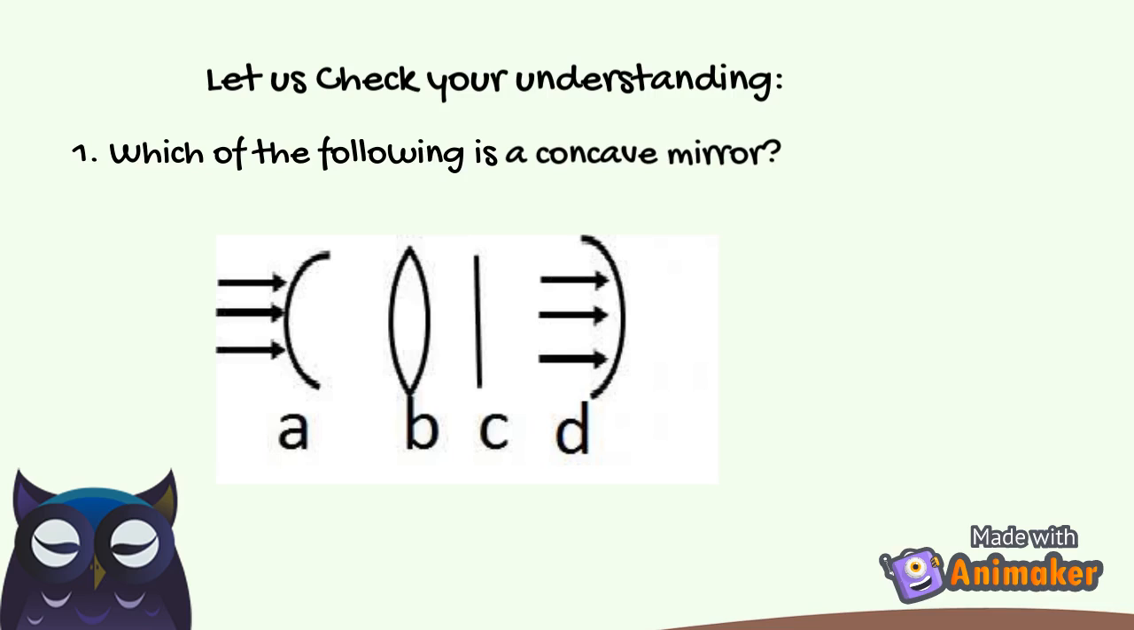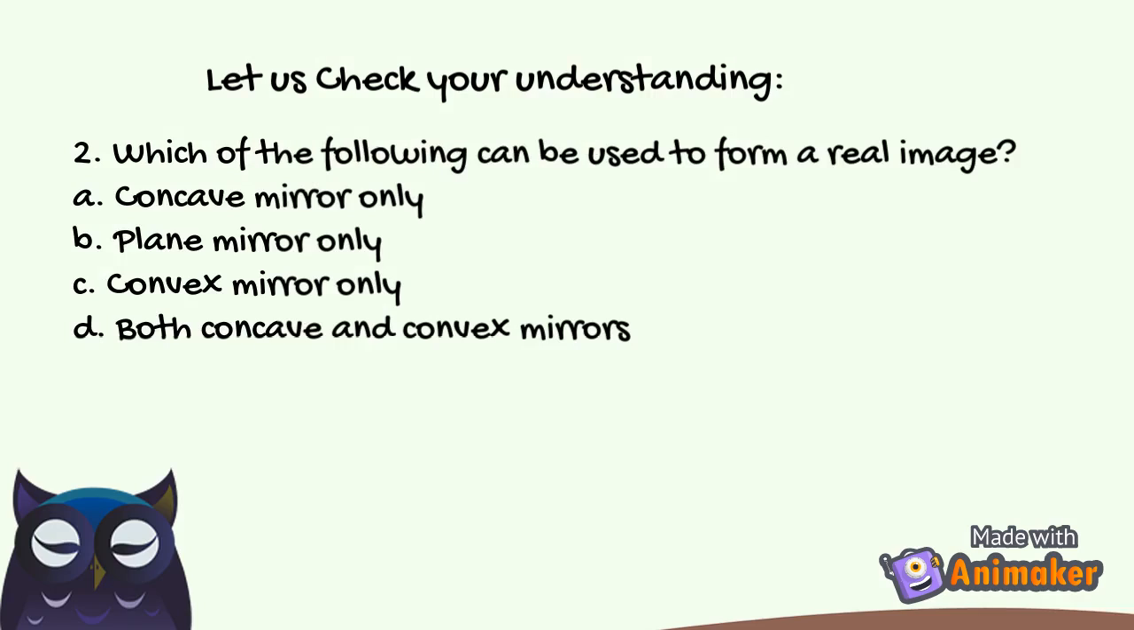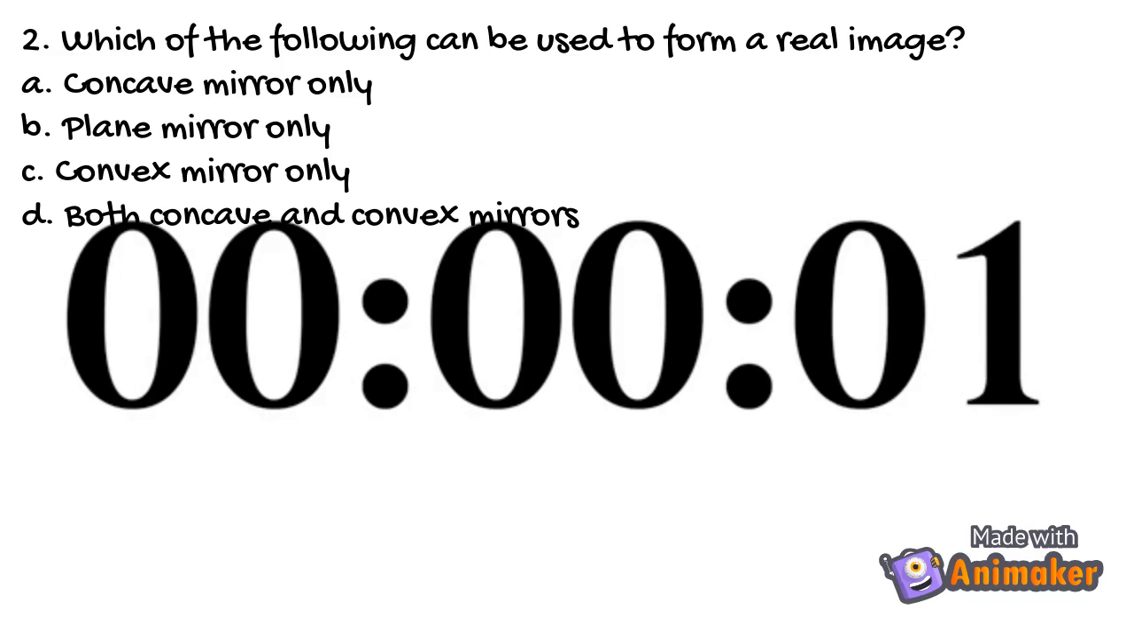Now, let us check your understanding. Number 1. Which of the following is a concave mirror? Is it letter A, letter B, letter C, or letter D? Number 2. Which of the following can be used to form a real image? A. Concave mirror only, B. Plane mirror only, C. Convex mirror only, or D. Both concave and convex mirrors?